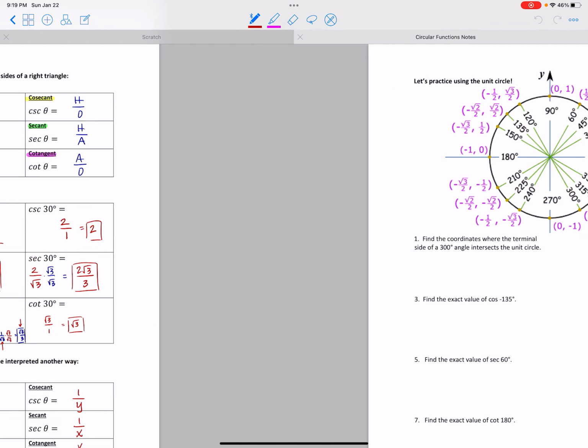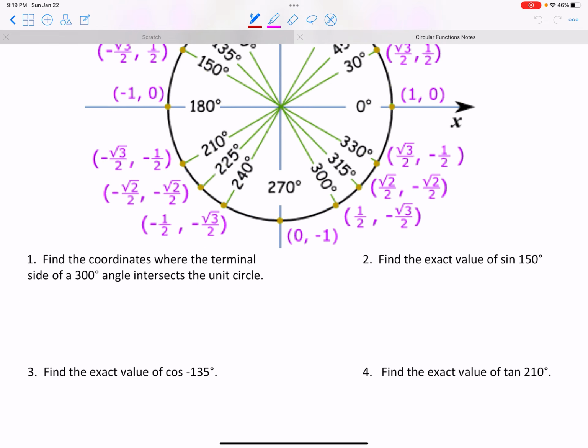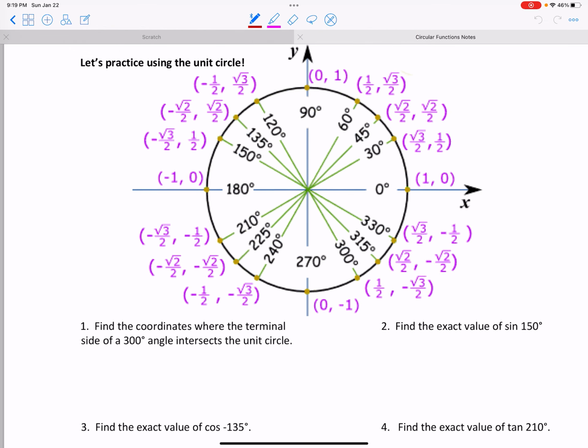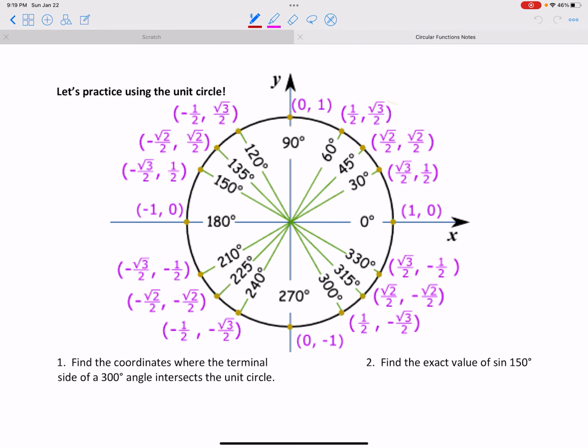And so let's try to use the unit circle and build off of what we did before and then add on the new stuff. So if I gave you a problem that said find the coordinates where the terminal side of a 300-degree angle intersects the unit circle, it's not so bad. We're just looking for coordinates. So here's our 300-degree angle. These are the coordinates where we intersect the unit circle. That's not bad. So our coordinates would be 1/2 and negative radical 3 over 2.